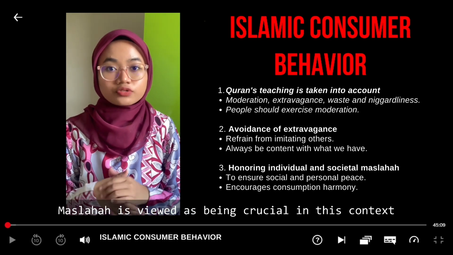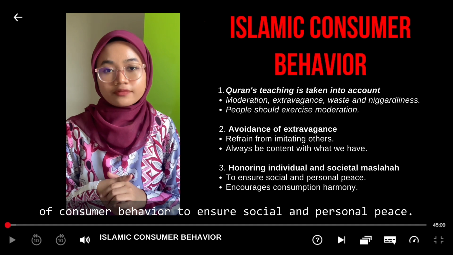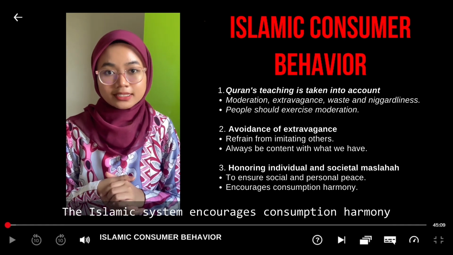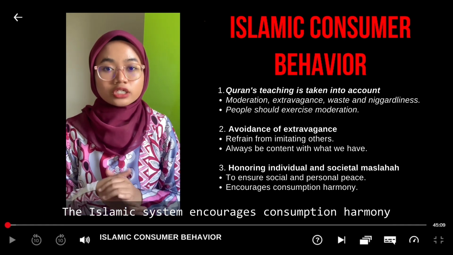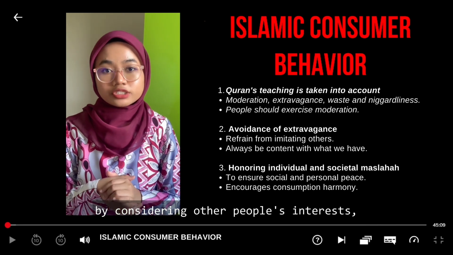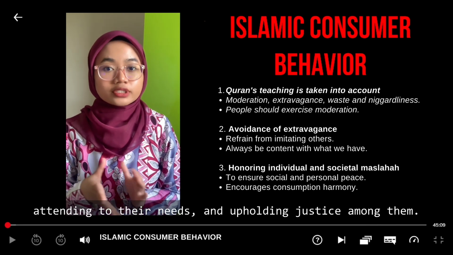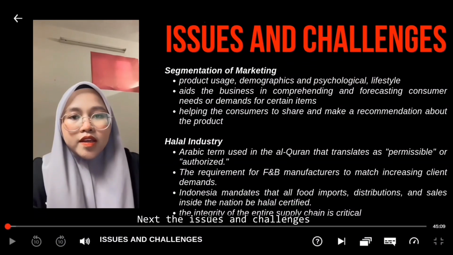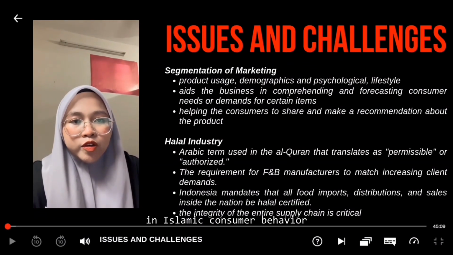Maslahah is viewed as being crucial in this context of consumer behavior to ensure social and personal peace. The Islamic system encourages consumption harmony by considering other people's interests, attending to their needs, and upholding justice among them. Next, the issues and challenges in Islamic consumer behavior.